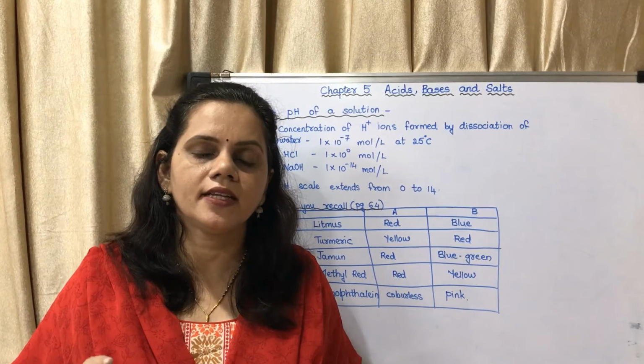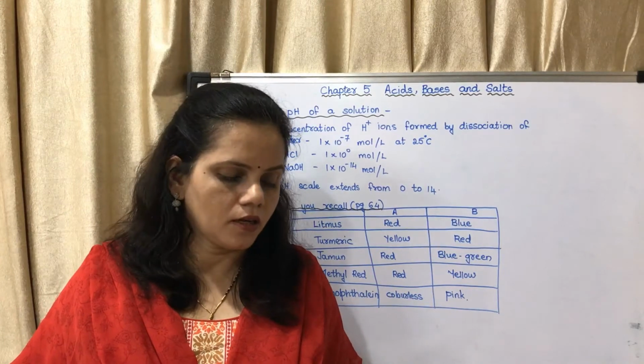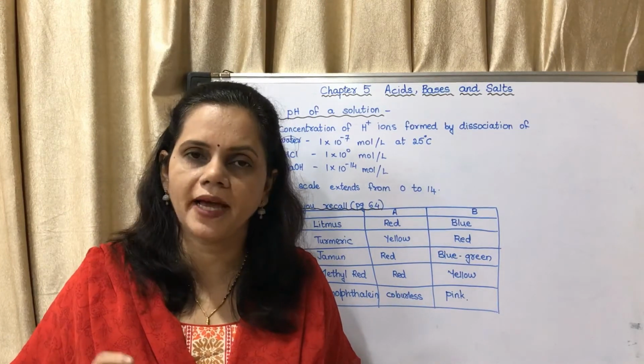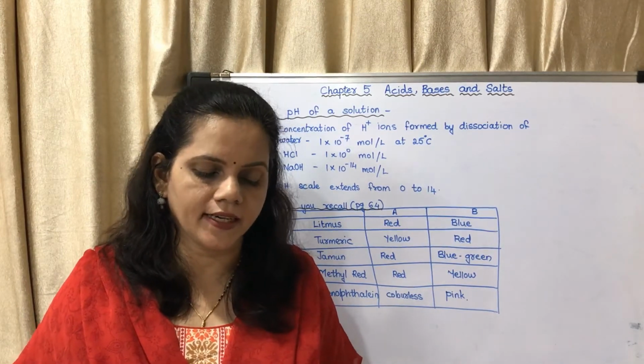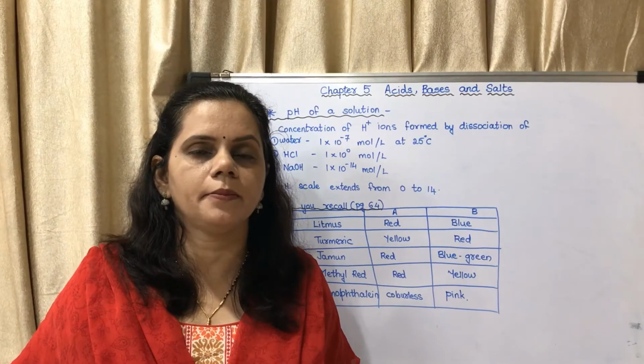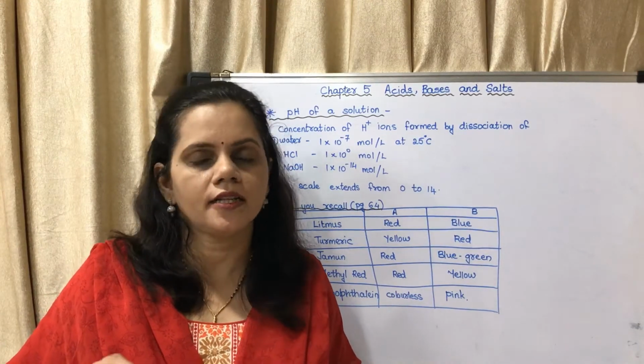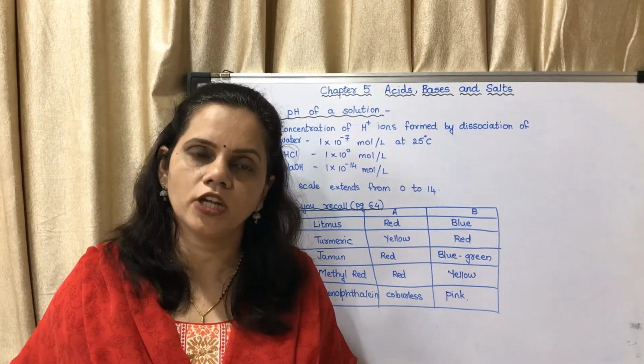Okay, they have given the pH values of some acidic and basic substances in the table on page number 63. It is a very important table. You have to learn the pH of each and every type of solution given.